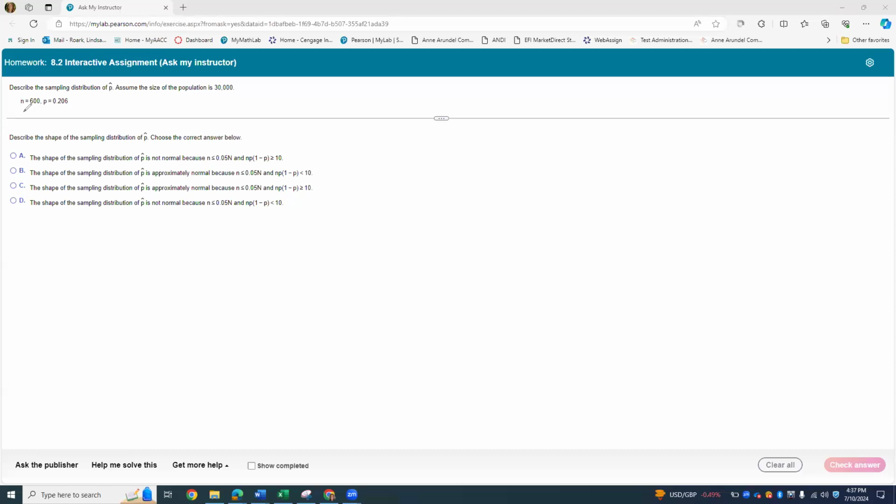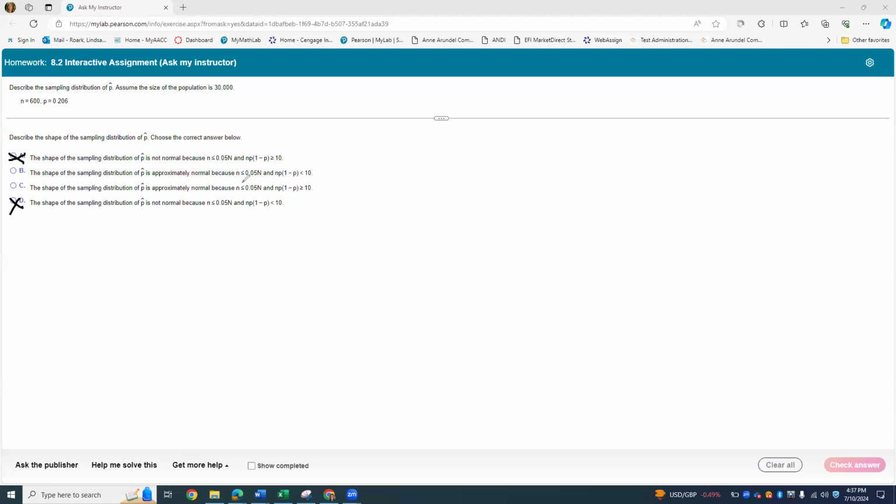So first things first, it says describe the shape of the sampling distribution, and there's two things going on here. One, is it approximately normal or not normal? Spoiler alert, they're all going to be approximately normal for these answers, because otherwise we're not going to be able to continue on, right? Everything we do is based off of chapter 7. It's all based off of the normal curve. So we need the options that say it's approximately normal and why it's approximately normal.